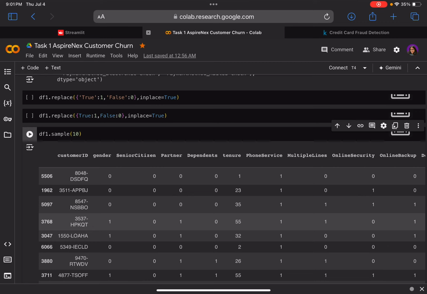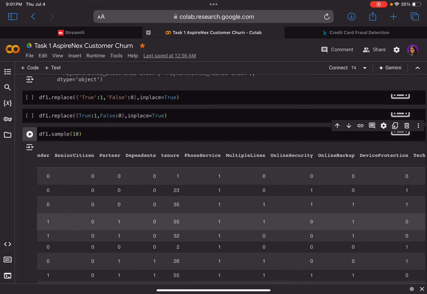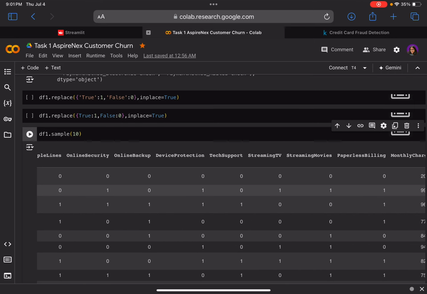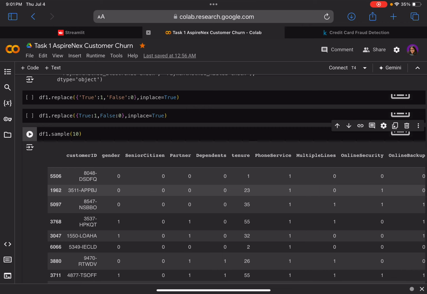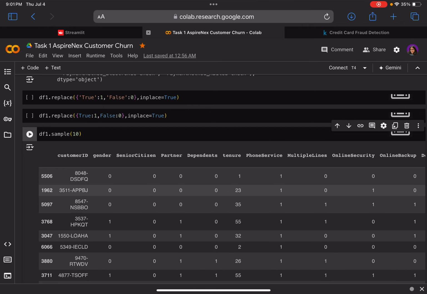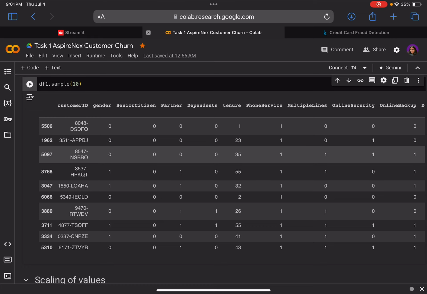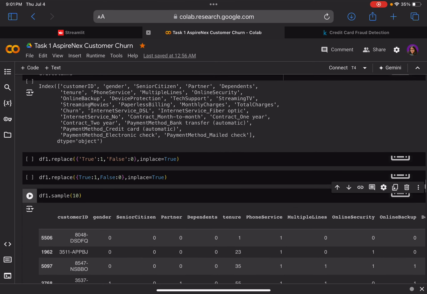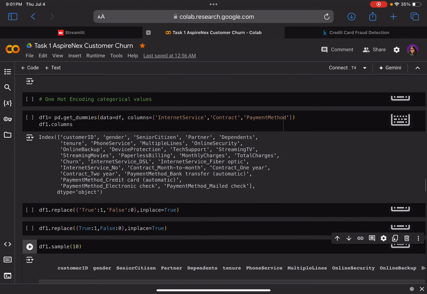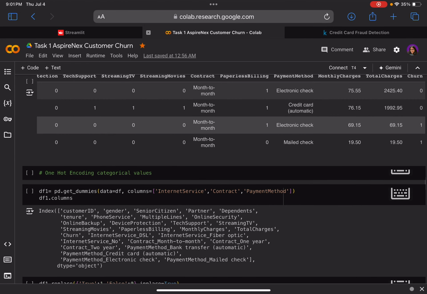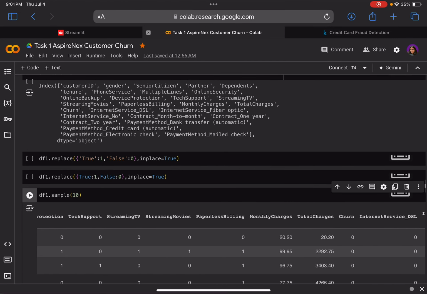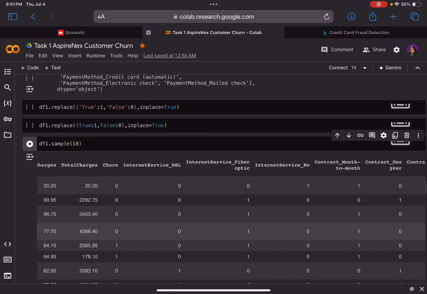So as you can see, there are a lot of categorical columns like gender, phone service, streaming movies, tech support. All of these categorical columns have been converted to yes and no form, that is 0 and 1. And for columns like internet service, contract and payment method, I have created some dummies, and again these are converted to 0 and 1.